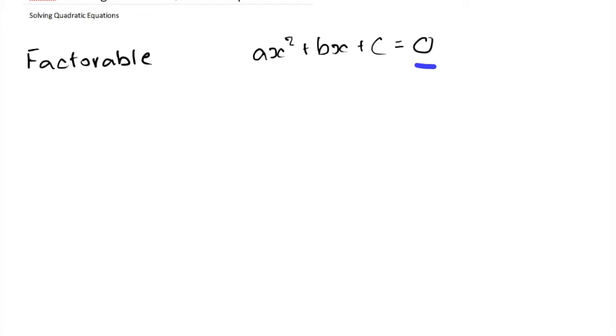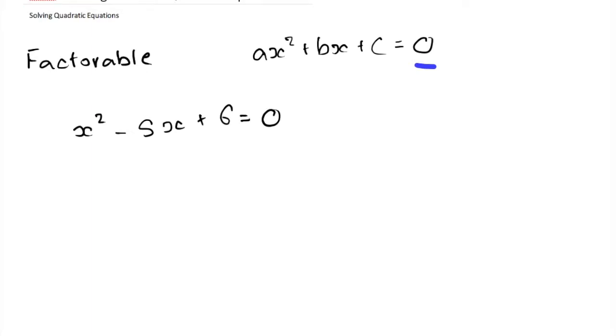How do you actually solve the equation though with factoring? Well, it's quite simple actually. Let's look at an example. Say you have the equation x squared minus 5x plus 6 is equal to 0.